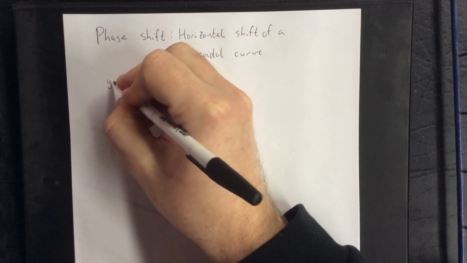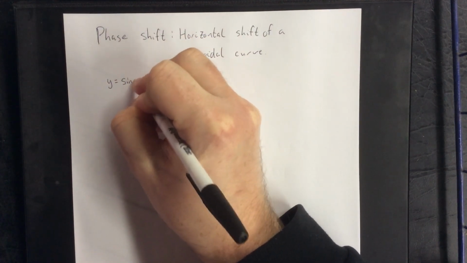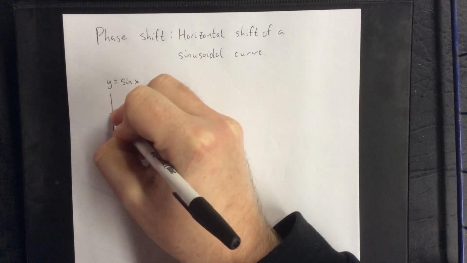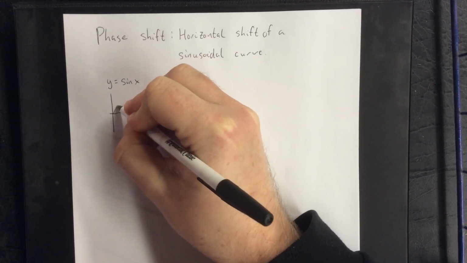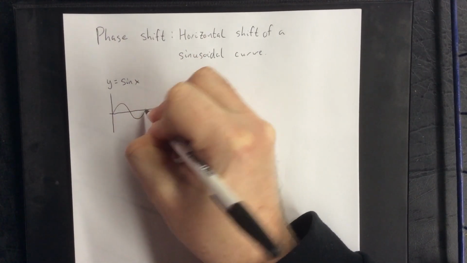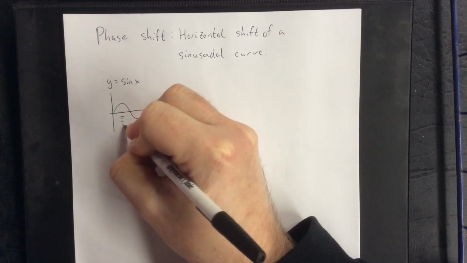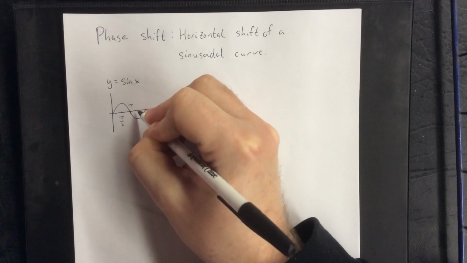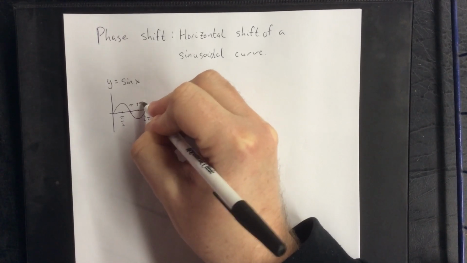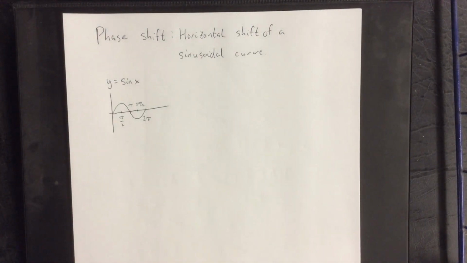Just to give you a quick example, if we were to consider y equals the sine of x, we know what that tends to look like on its first full period, going from 0 to 2 pi. So we would see pi over 2 here, we would see pi here, 3 pi over 2 right here, and 2 pi down toward the end.